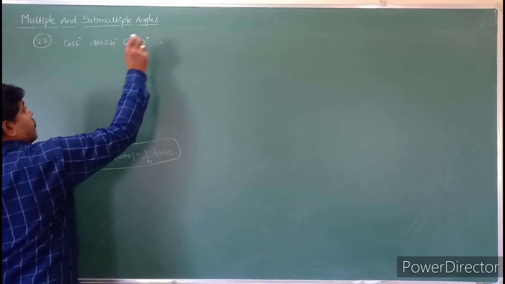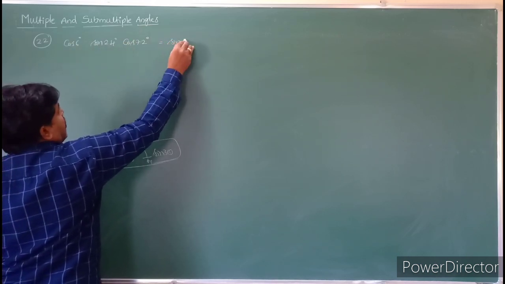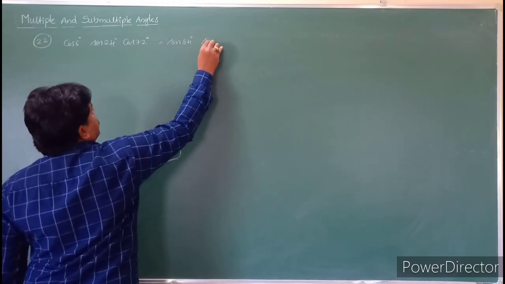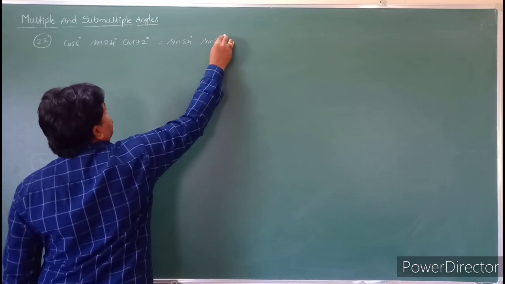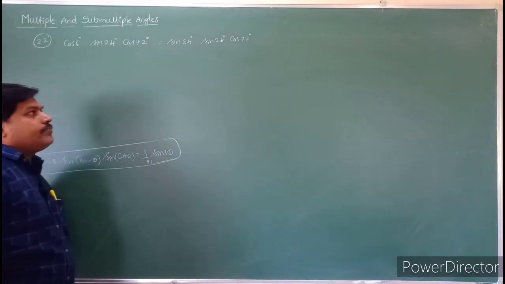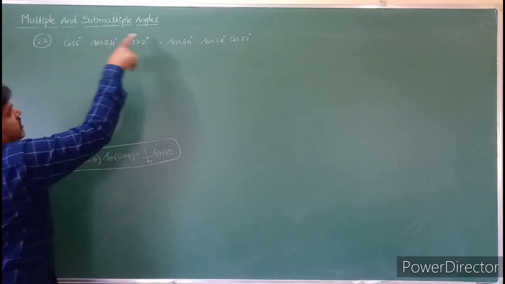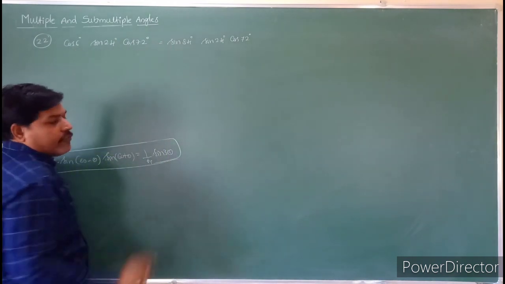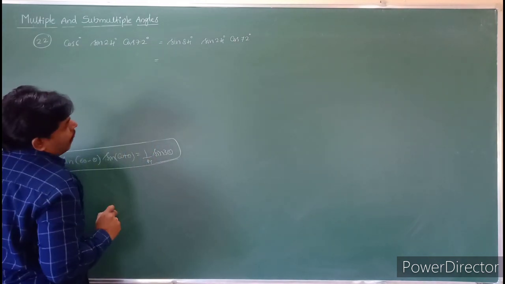So what will I change? First I will change cos 6. Cos 6 you can write as sine 84 degrees, into sine 24 degrees into cos 72 degrees. Cos theta you can write as sine 90 minus theta. Cos 6 you can write as sine 84. I understand that.